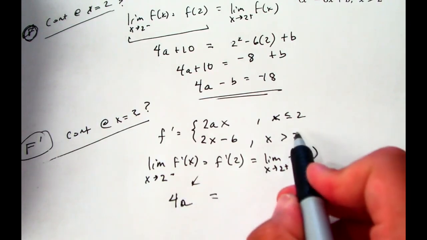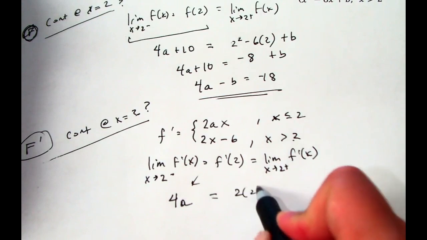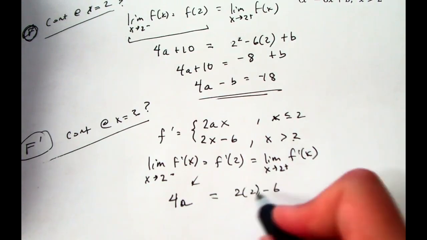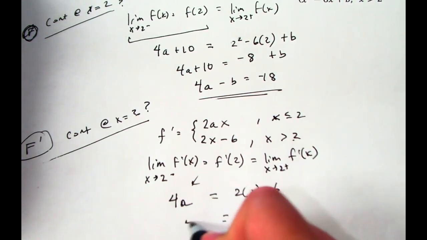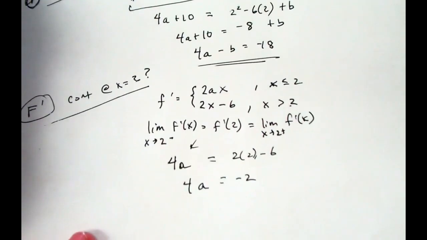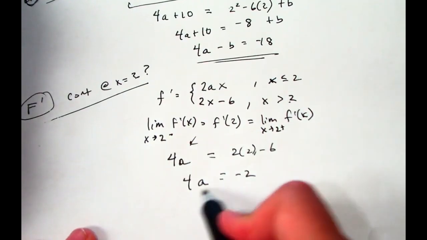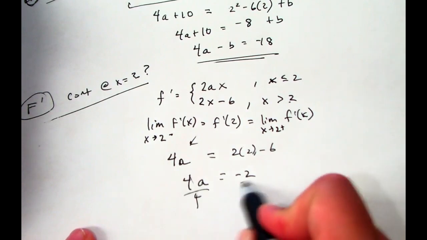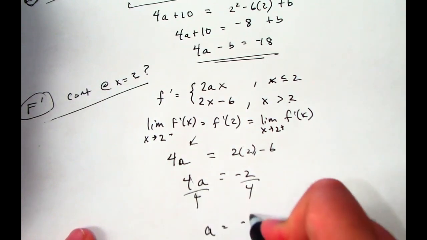The question is, what's on the other side? You plug 2 in, you get 2 times 2 take away 6, which is 4 take away 6, better known as negative 2. So 4a is equal to negative 2. Well, there's only one variable here. There's only one number that makes this true, so divide both sides by 4, and you have a is equal to negative 1/2.